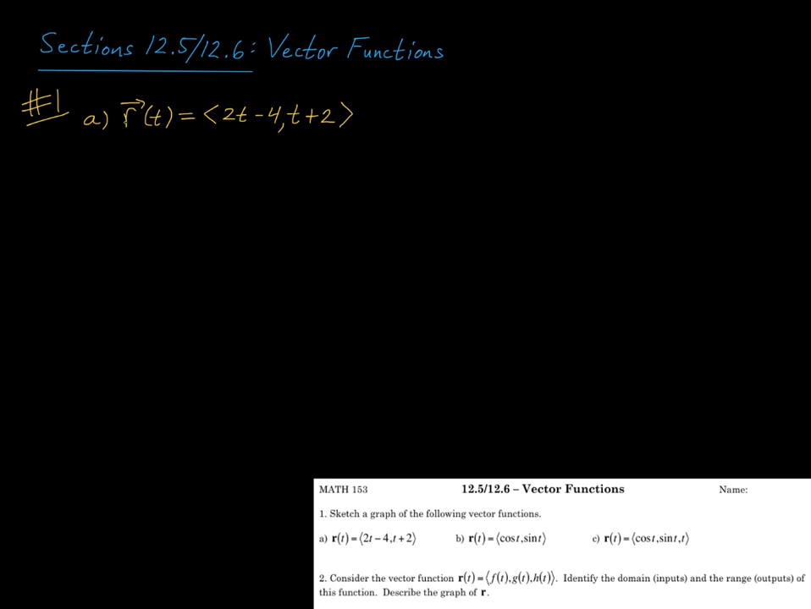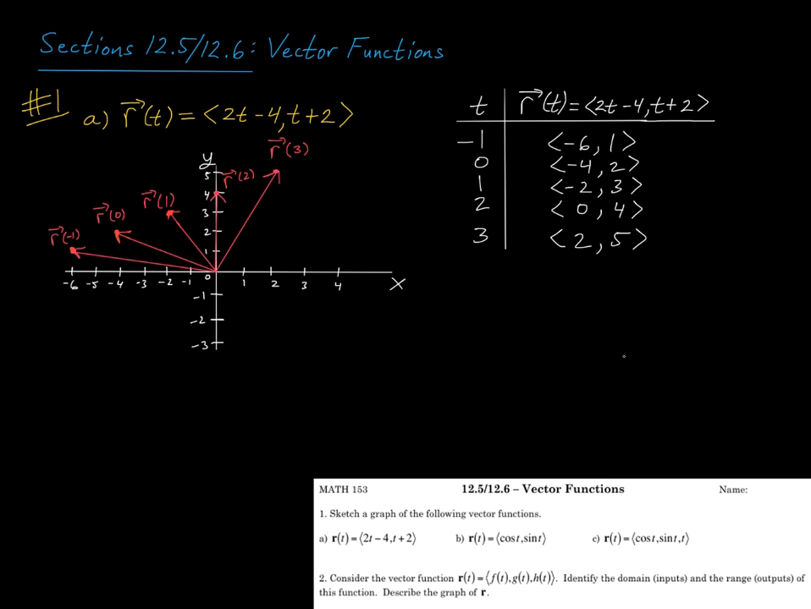Okay, so part A, we have r of t, where r of t here, given that there's an arrow over the r, is a vector quantity. And you can see in component form, the i and the j components are dependent on a parameter, parameter t. So just as we did with parametric equations, to get a feel for what this thing is really doing, let's just build a table.